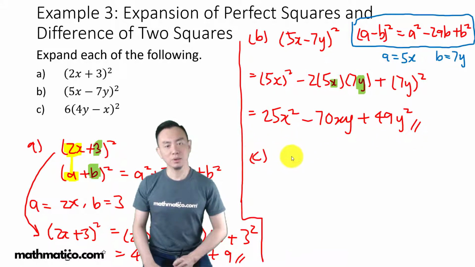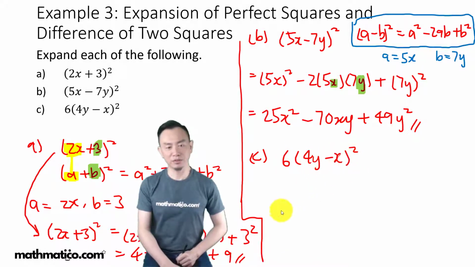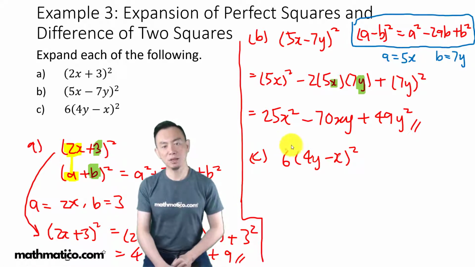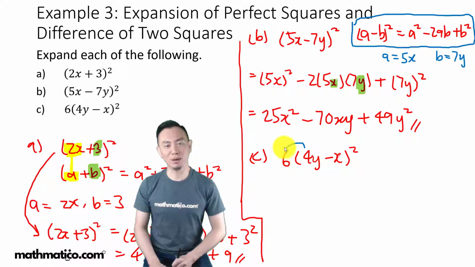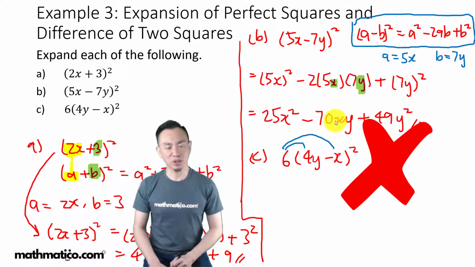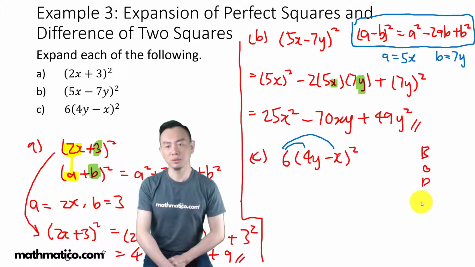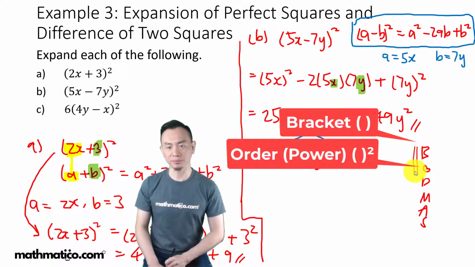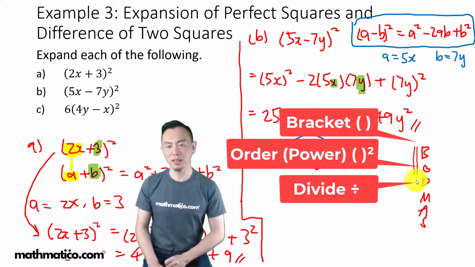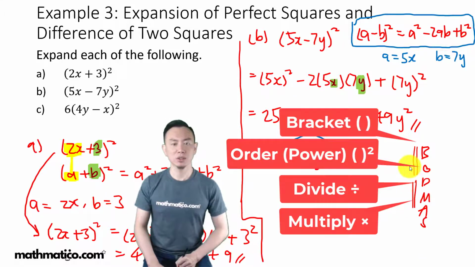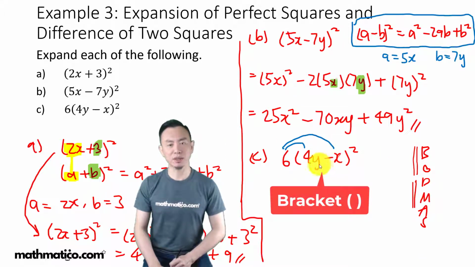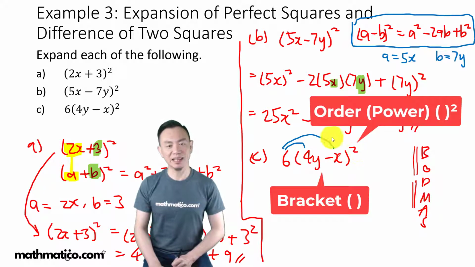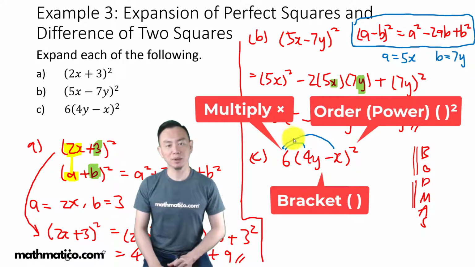Part C, we have 6(4y minus x) squared. Now, it is tempting for you to think that this 6 could be multiplied in straight away. Okay, 6 times 4y, 6 times negative x. Okay, that's not correct, because according to BODMAS, whatever is in the brackets and whatever is taking order, that means powers, has to come before whatever is dividing and multiplying. Okay, so you can see this 4y minus x goes first because it's in the bracket, and then the square goes next, then the multiply next. So please do not multiply in this first. You expand this bracket square first, then you multiply in the 6.